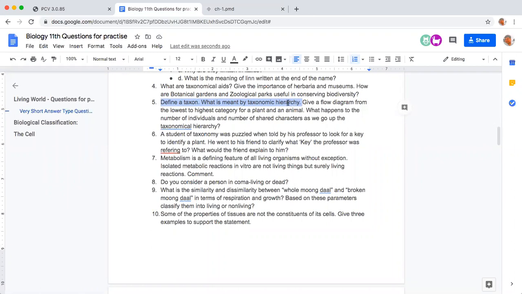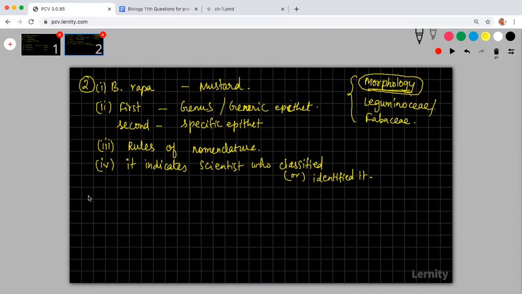Okay, so you can define taxon, it is not a problem. You can also tell what is taxonomic hierarchy. So taxon, what is taxon? Can someone quickly define it?